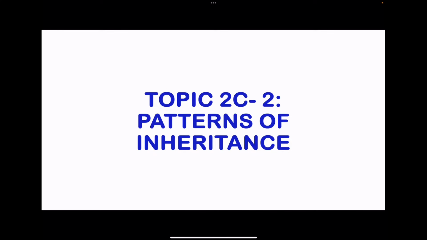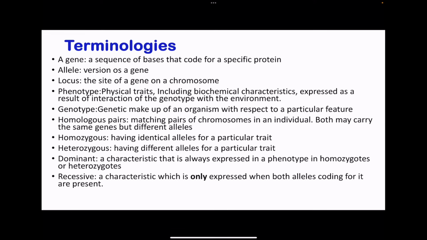In Topic 2C2, here we're looking at patterns of inheritance. This is about how genes are passed on from one organism to the next. We need to go through some terminologies. For example, a gene is a sequence of bases that code for a specific protein, and alleles are different versions of a gene. The locus is the location of a gene on a specific chromosome.